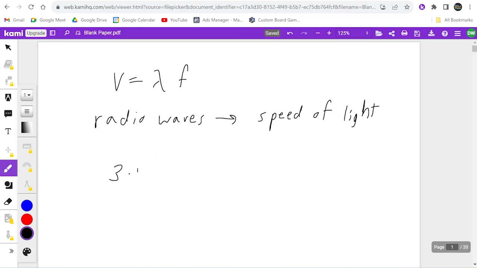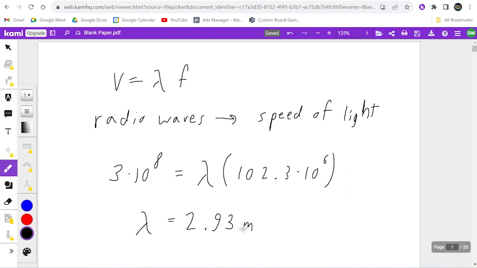So in other words, 3 times 10 to the 8th, the velocity, is equal to the wavelength, which I'm solving for, times the frequency, 102.3 times 10 to the 6th. If I want to solve for lambda, I just divide both sides by the frequency, 102.3 times 10 to the 6th, and I get 2.93 meters. And this is our answer. In case you're curious, 2.93 meters, that's pretty big.